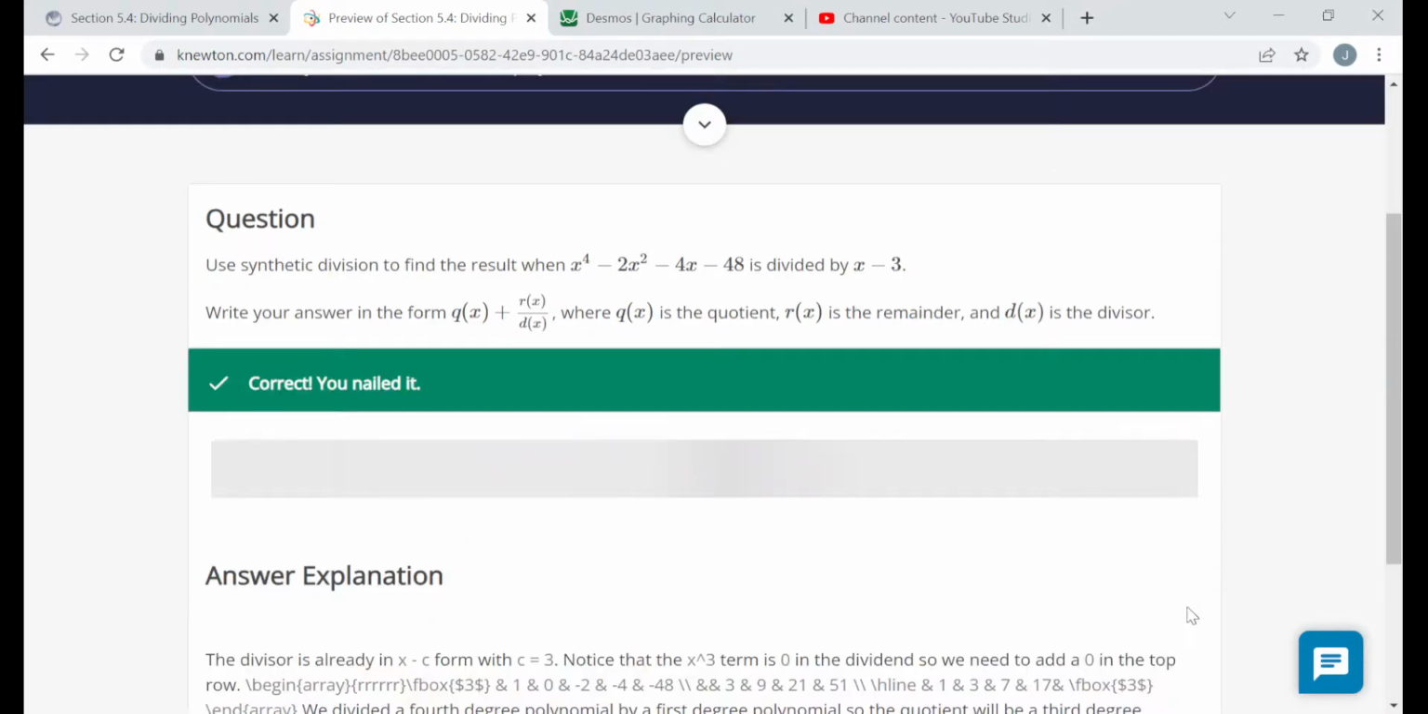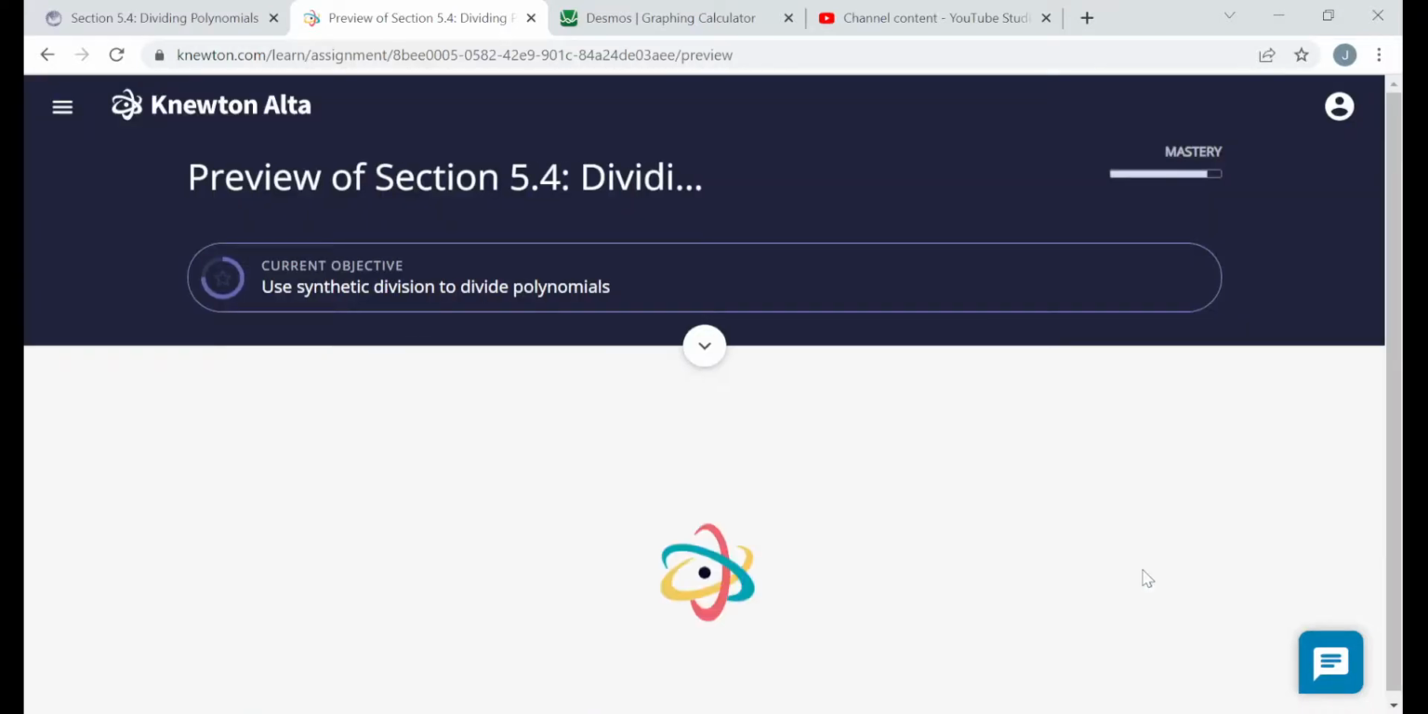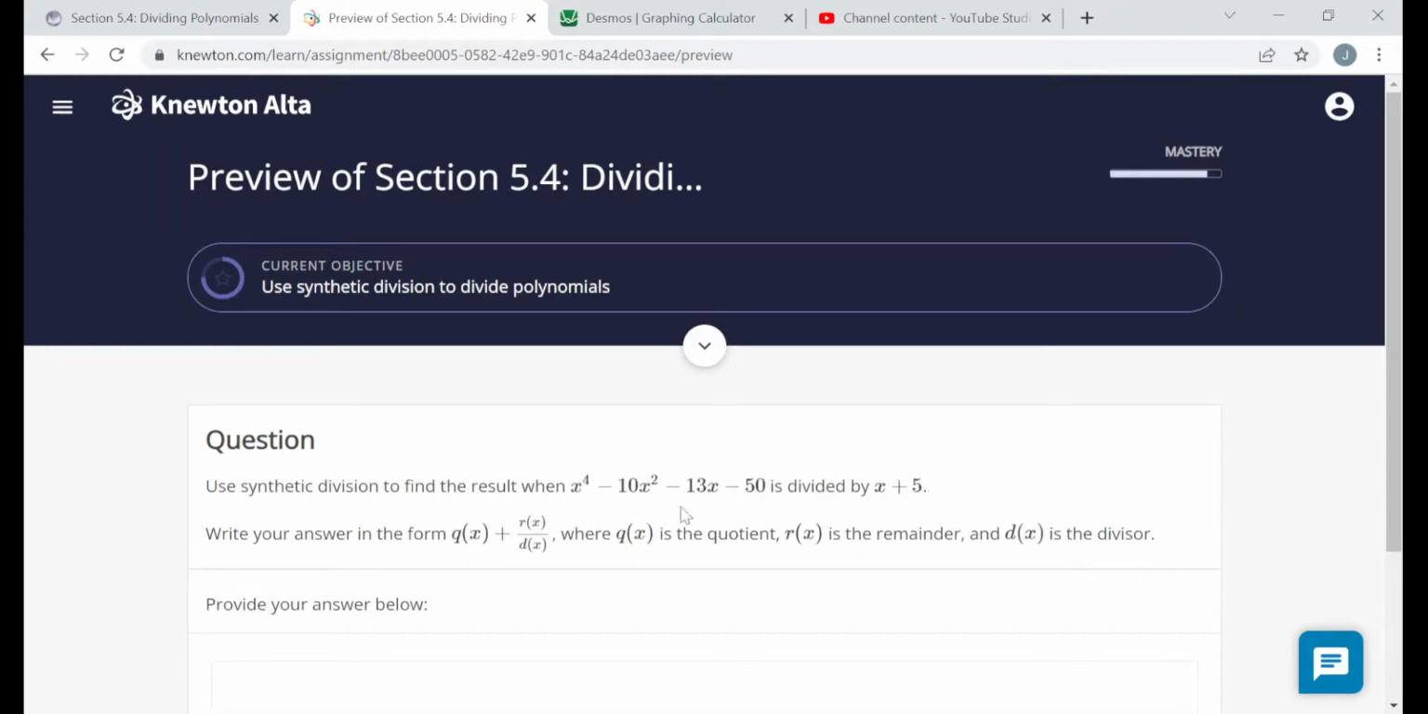Okay. I should have just 1 more of these. So notice once again, the dividend is missing a third power, so I'm going to have a 0 there, where there would be the coefficient of x to the third. And we're dividing, once again, by a degree 1 polynomial with a lead coefficient of 1. If that is the case, we can use synthetic division.